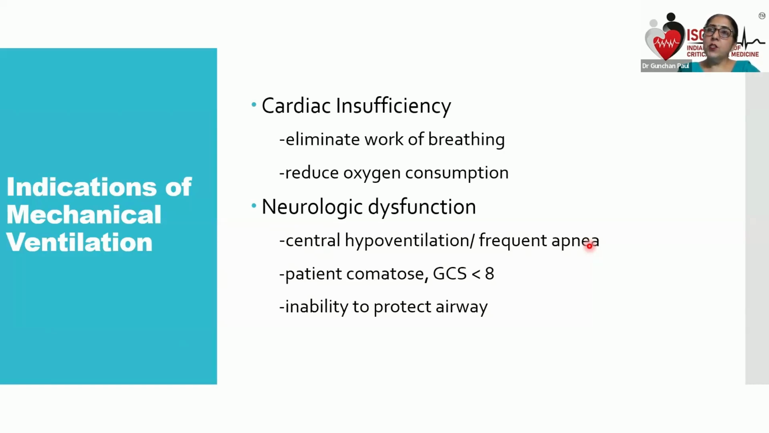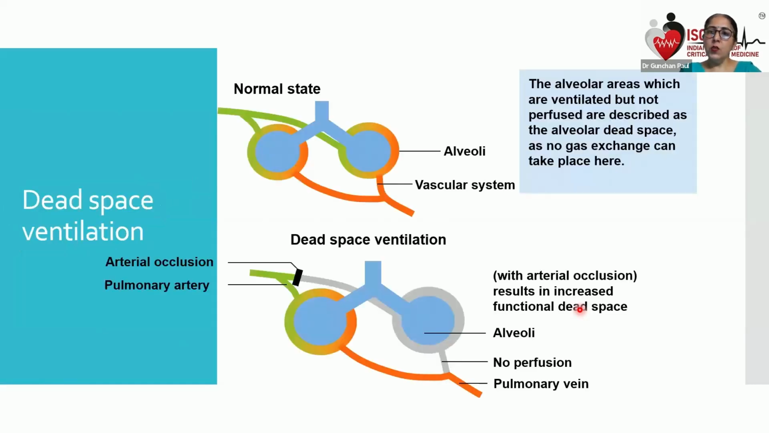Thirdly, it can be given in patients of neurological dysfunction. A patient comes with a drug overdose, a patient of head trauma who is not breathing, who has low respiratory rate or a low GCS, a case of poisoning. So there, to protect the airway, we also give mechanical ventilation. So it is basically given in cases of respiratory failure, but also in cases of cardiac insufficiency and neurological dysfunction, mechanical ventilation is helpful. So there are two underlying basic problems for which mechanical ventilation, how will it work?